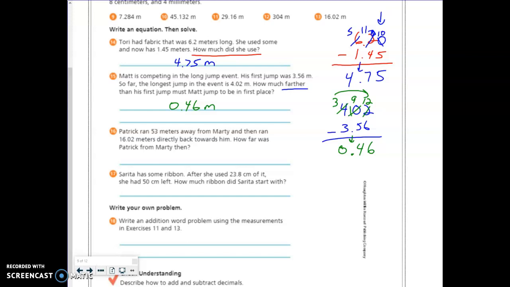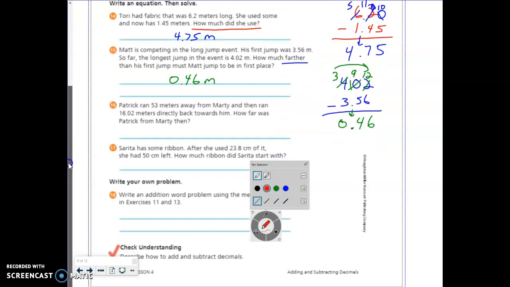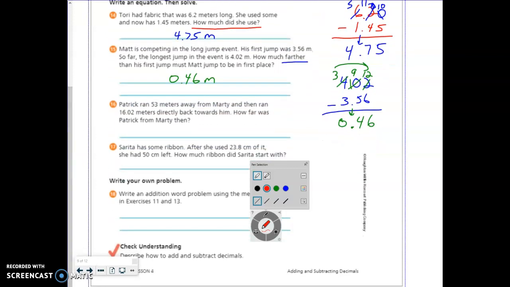So hopefully, if you are watching this second video, it means that you have answered questions 16 and 17. All right, so I'm going to scroll down here and really quickly just walk you through, one, how I know what kind of problem it is, and then two, the actual solving of those problems. So it says Patrick ran 53 meters away from Marty and then ran 6.02 meters directly back towards him. How far was Patrick from Marty then?